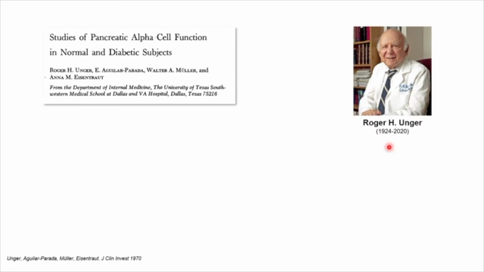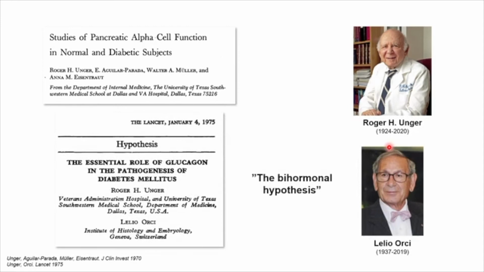This is just the work that I just talked about from 1970, showing that patients with type 1 and type 2 diabetes are characterized by relative fasting hyperglucagonaemia. But reading the literature, you will find hundreds of papers from Roger Unger alluding to the involvement of glucagon in type 2 diabetes and type 1 diabetes pathophysiology.